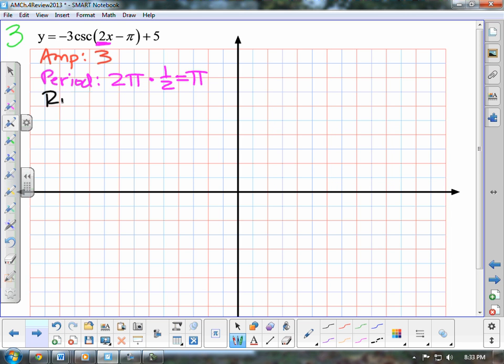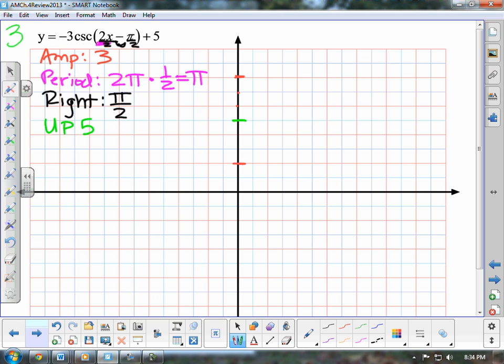Shift is going to be to the right because it's positive. And now we have to get the 2 out of there because we always figure out the right and left shift when x is by itself. It is not at this point in time, so we have to divide that by 2. And if we divide this by 2, we also divide pi by 2, so it is going to be to the right, pi over 2. And then it is up 5. So our midline is 5 up. Our amplitude is 3 from there, so we go up 3 and down 3 from that point.